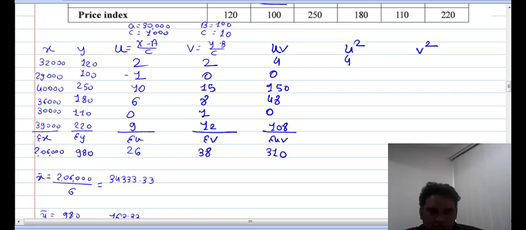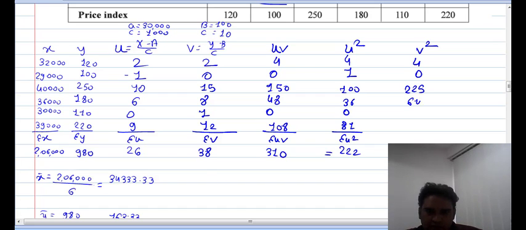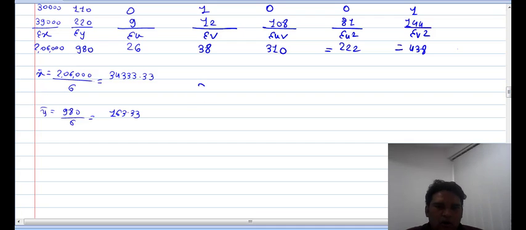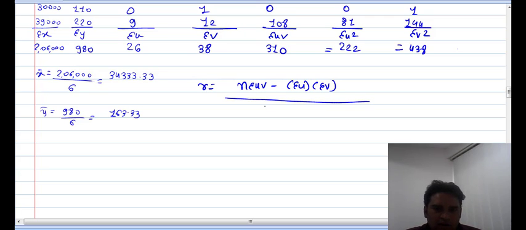Now u square: 4, this is 100, 36, 0, 81. So sigma u square would come to 222. And v square: 4, 0, 225, 64, 1, 144. So sigma v square would come to 438. Now all values are ready. We simply apply the formula. You have to be very careful while writing the formula.